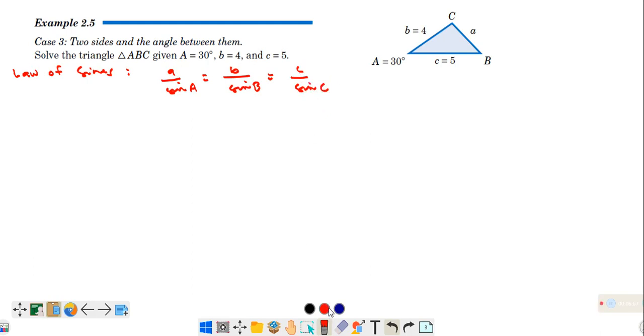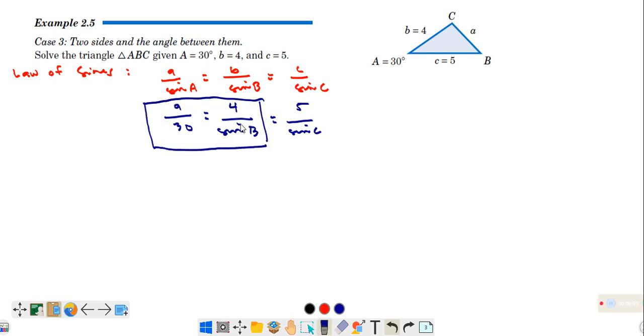Kung i-substitute natin sila, we are going to have A. Nawawala si A, di ba? A over sine A, 30. And then si B, given si B side, nawawala si angle B, so sine B. Si C ay 5, nawawala si angle C. Ayan. Wala kang mapipili na pairing that will give you just one unknown. If you choose this pairing, paano mo hahanapin si A at si B simultaneously? You have two unknowns for every pairing.